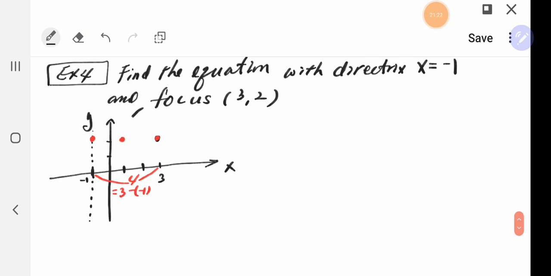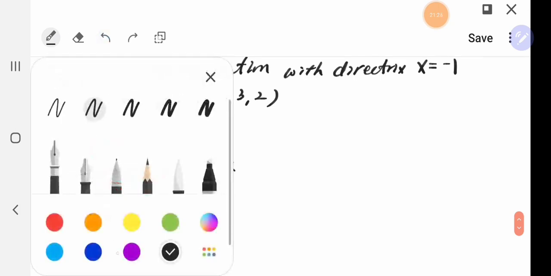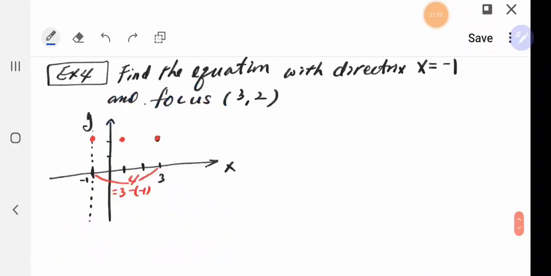So the graph looks like this. Let's use a different color. So the graph looks like this. And this distance is 2. So actually 2 means the focus, right? Focus is 2. 2 means 2 units away from the vertex. Even this one, this distance is 2. So P, the focus, will be 2.